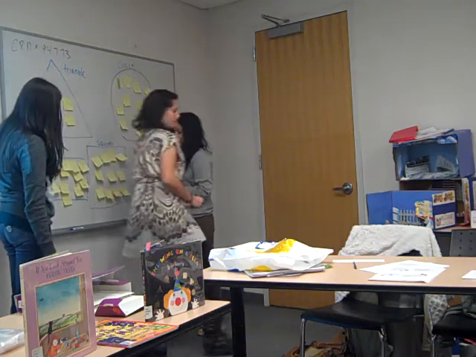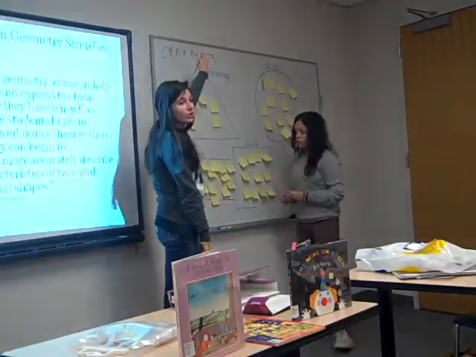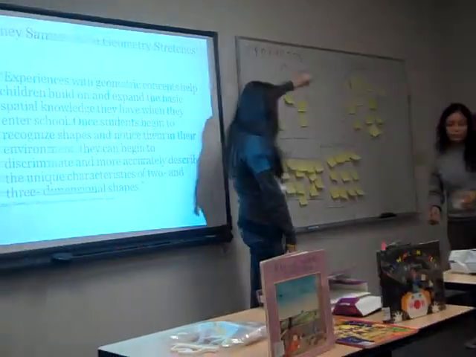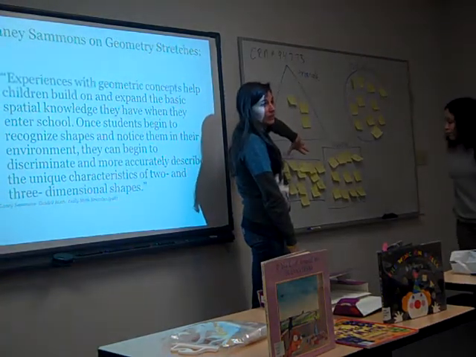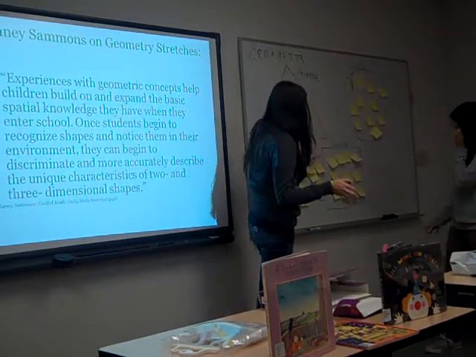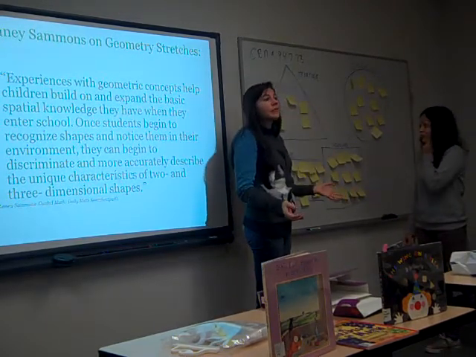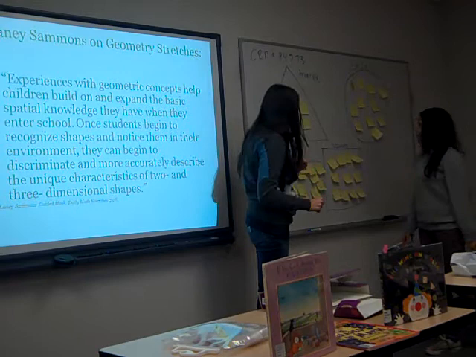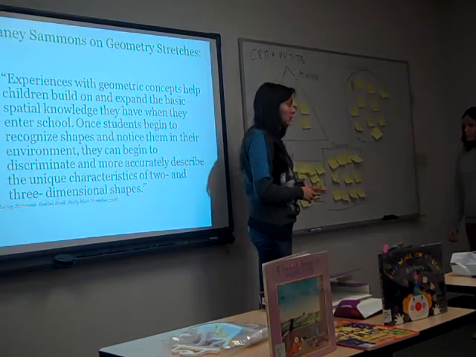Okay. So, which category has the most? Which category was the easiest? Rectangles. Rectangles have the most post-its. So everyone thinks we saw many rectangles. Which has the least? Triangles. Okay, so we think we saw the least amount of triangles. Should we look at some of the things we put up here?